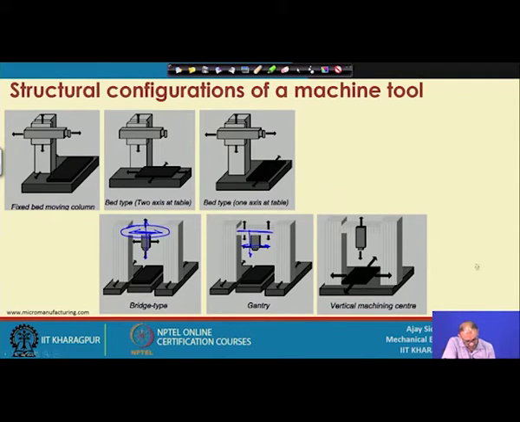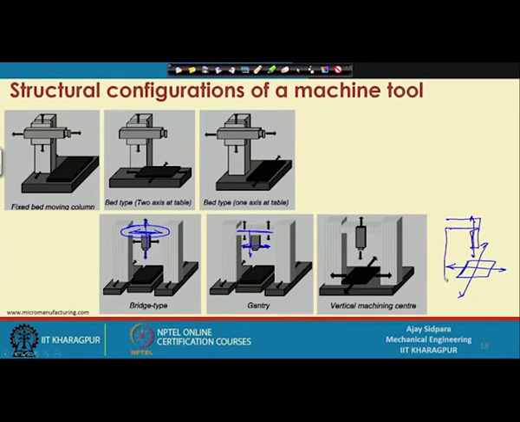That your table is located here and it is moving in this direction, and this direction. Your tool is located here, tool is moving in up and down motion, and this whole thing is structured in this way, correct.